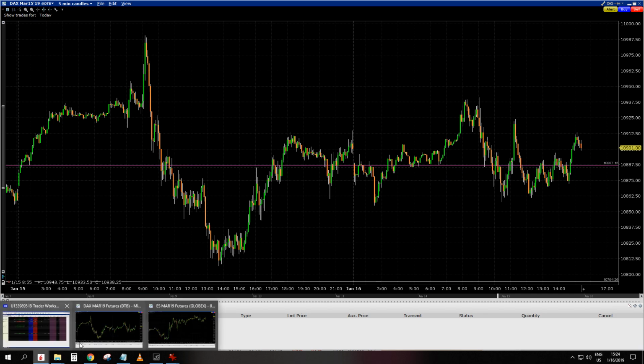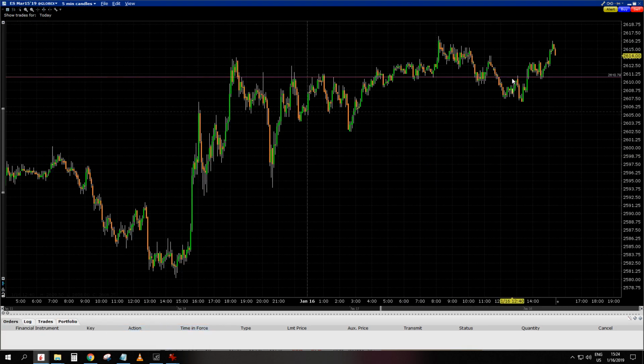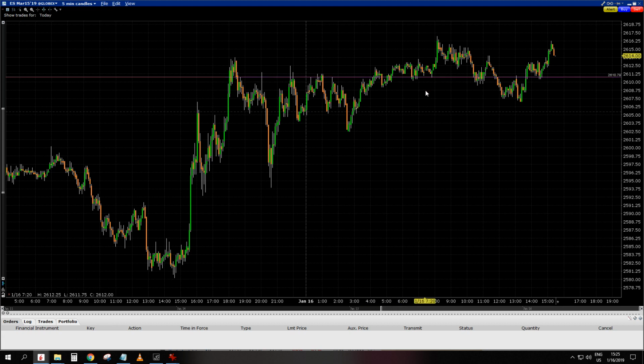Now look at the same picture on S&P. S&P, on the other hand, is one tick above its own cash close. So E-mini S&P futures are currently trading one tick above cash close values. Look at the difference. This is the futures close, this is the cash close. And as I said, cash, regular trading hours carry more weight than after hours or pre-market. So cash close is something that is very useful for us to have on our charts.